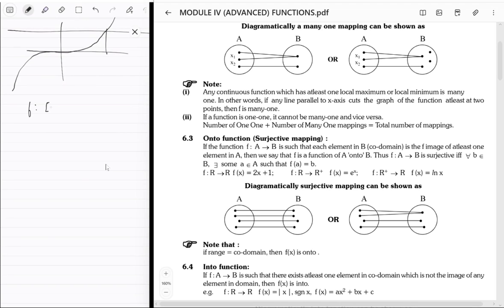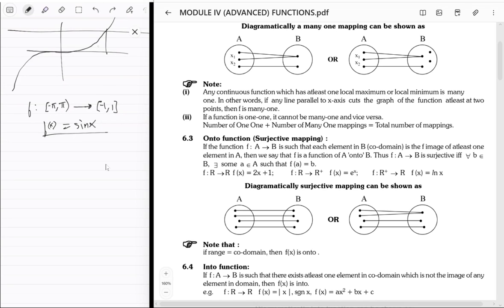Say it's going from negative pi to pi, because you just want one full circle. The range is just negative 1 to 1, inclusive of both of them, right? So f is given by f of x equal to sine x. This is the rule, this is the domain, this is the codomain, right?